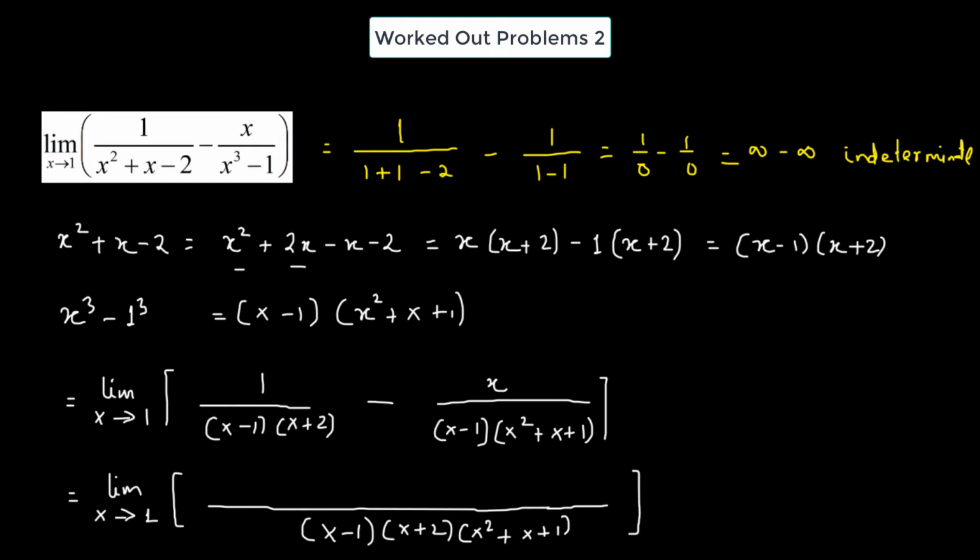Now what we're going to do, we are going to divide the denominator x minus 1 times x plus 2 times x squared plus x plus 1 by the denominator of the first rational function. So that will leave us with a remainder of x squared plus x plus 1, which we are going to multiply to the numerator 1. So that will leave us with x squared plus x plus 1 times 1.